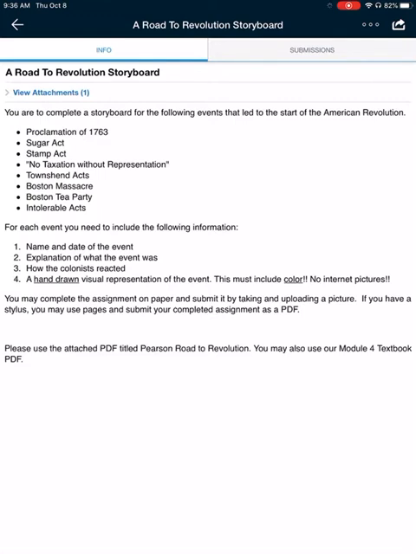Okay, no looking at pictures off the internet. No pasting from the internet. You can't take a picture off the internet. Thank you. It has to be your own drawing. Okay, listen, I am not grading you on your drawing. If I can easily look at the drawing and say, yep, that is the Proclamation of 1763, great.